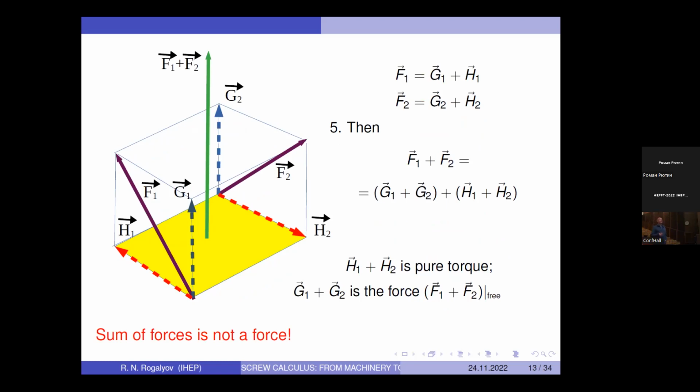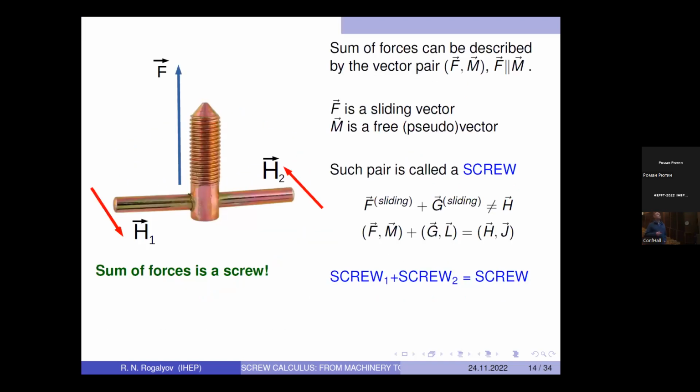And in the plane orthogonal to the resultant force, we add a couple of forces, the force couple. Thus we arrive at the situation with a general three-dimensional case. The sum of forces is not a force. It is a force and a force couple in the orthogonal plane. Such a combination, force and force couple, or pure torque in the orthogonal plane, is called a screw. Thus, the sum of the forces is a screw rather than a vector.